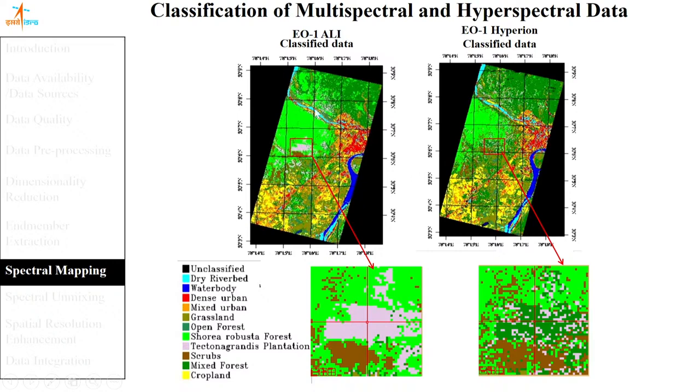You can see how the classification looks. In multispectral, little misclassification is occurring, but in hyperspectral data, you can see you can classify at species level.